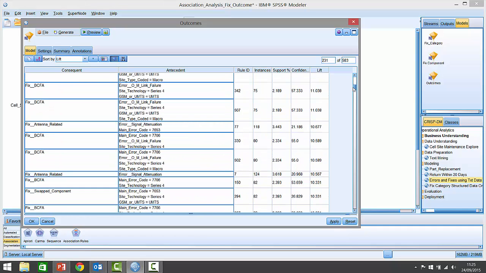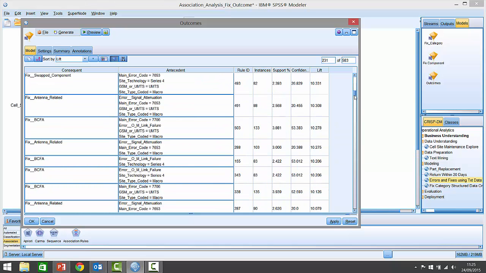So as we go down through these, we can see where it's likely to be antenna related. Signal attenuation with this error code means you're 10 times as likely to be an antenna problem. So we can really start to predict what the outcome is, or a swapped component coming up here. We can really start to predict what the outcome is likely to be at the job level when we start to look at this approach.